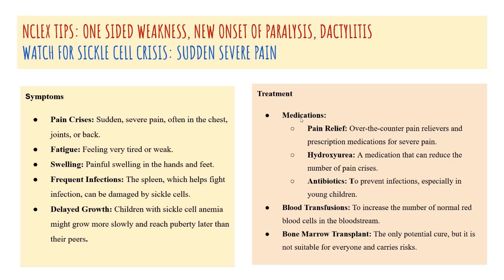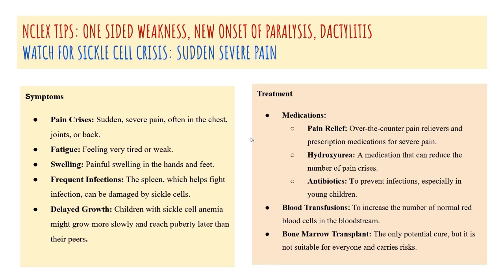So treatment will include pain relief because they are having very sharp and sudden pain. Over-the-counter medications are used for severe pain. Hydroxyurea is another medication that we use to reduce the number of pain crises, and antibiotics are used because they are prone to infection. Blood transfusions can be done to increase the number of normal RBCs in the bloodstream, and the ultimate treatment that can potentially cure this problem is bone marrow transplantation.